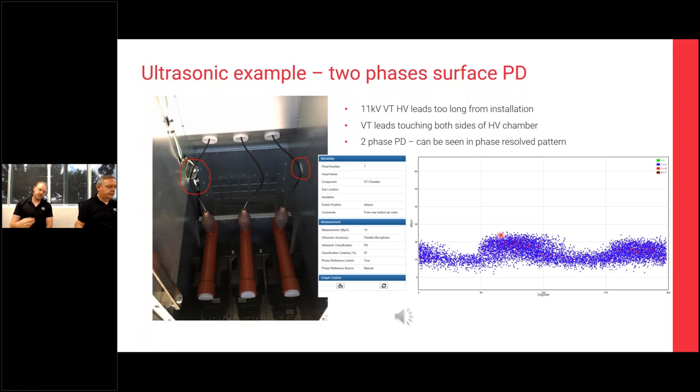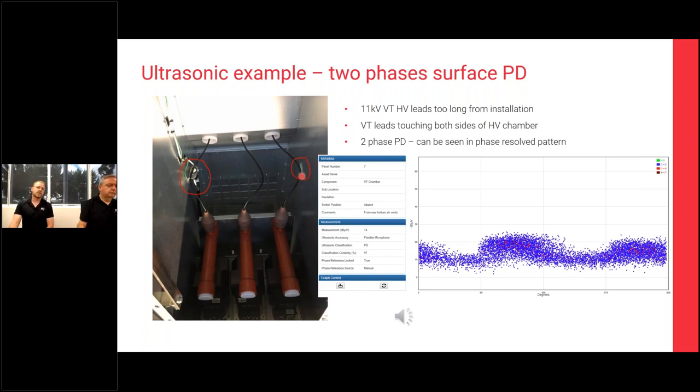Okay, so we advised the client that he needed to shut down and inspect that chamber for PD activity, see what he could see, if he could conduct any repairs, just figure out what the problem is. So the engineer shut down the chamber, opened up the panels, and inside he could see this VT here. And the VT leads that run up into the switchgear are these black cables that you can see, which I'm running my laser over. Now, the left-hand side lead was resting against this earthed metal bracket, and the right-hand side lead was resting against the side of the chamber.